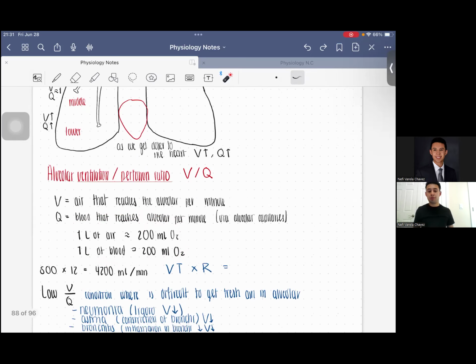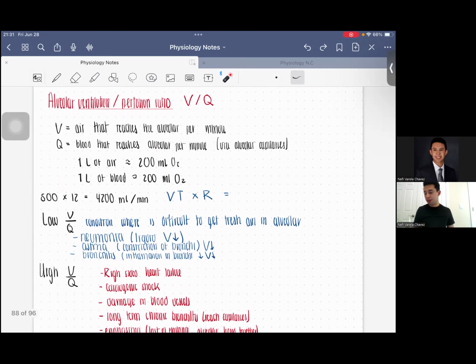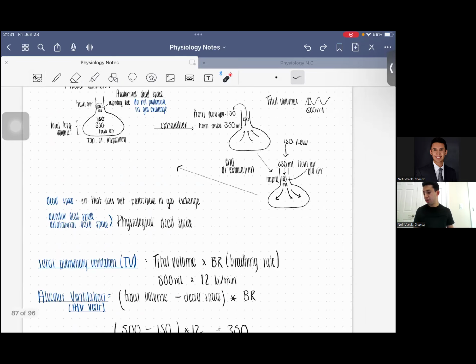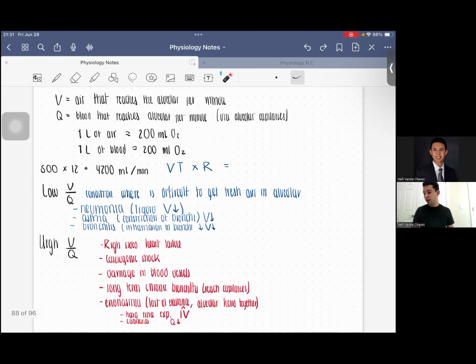Okay? So again, we have these ratios where tidal volume times breathing rate is going to help us to get a total pulmonary ventilation. And there's something really important to say.